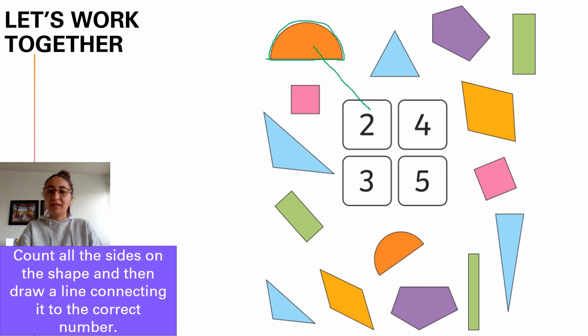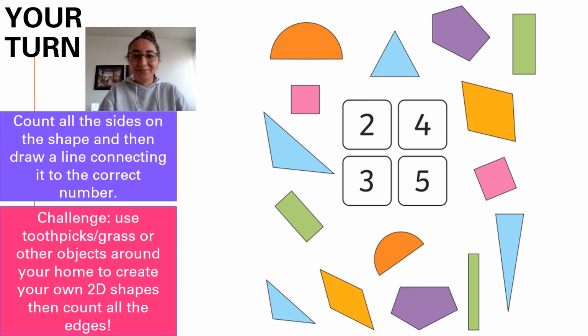Here we have the next shape. We've got this triangle. You might also count the sides of the triangle. So 1, 2, 3 sides. So we would make the triangle go to 3. You're going to continue this on the next slide. When you turn to the next slide, let's go together. Here we go. You are going to count all the sides on these shapes. Again, draw the lines to them.